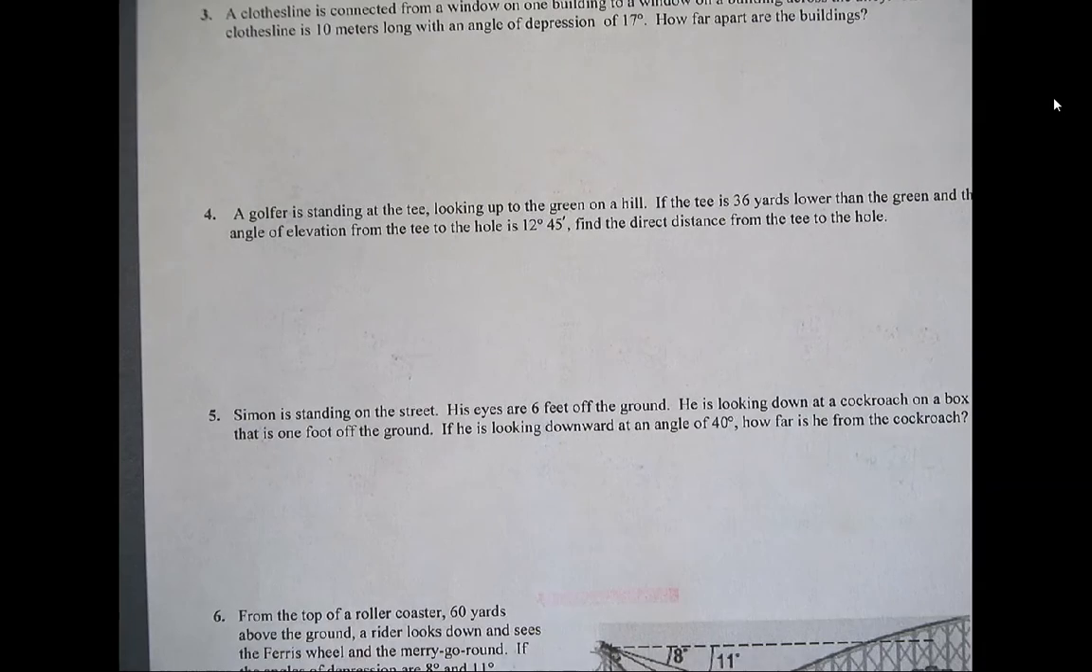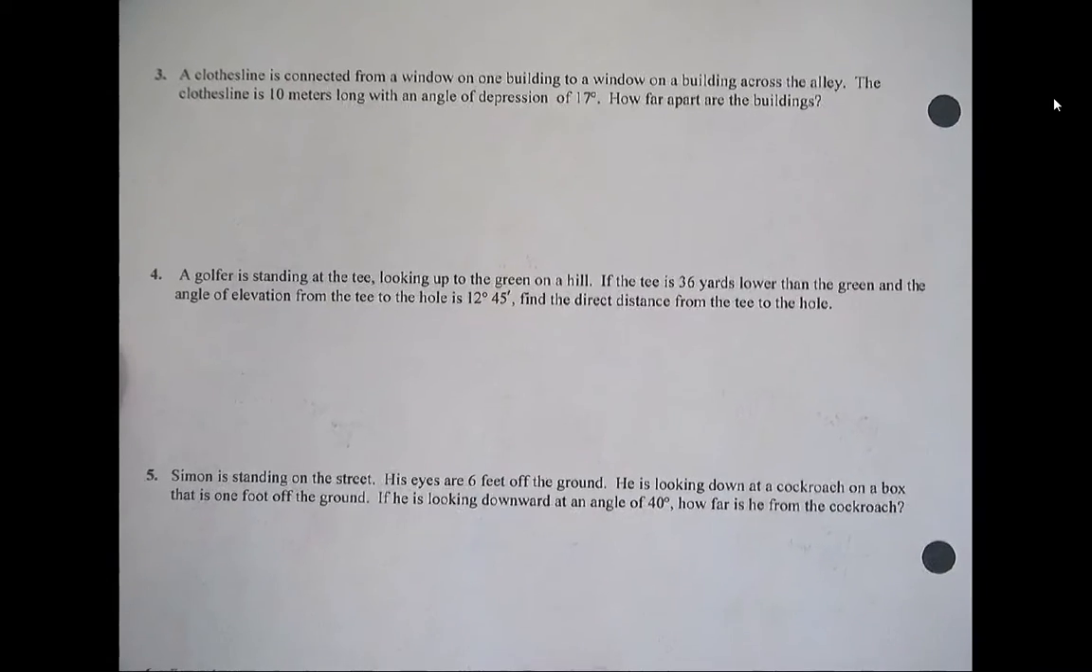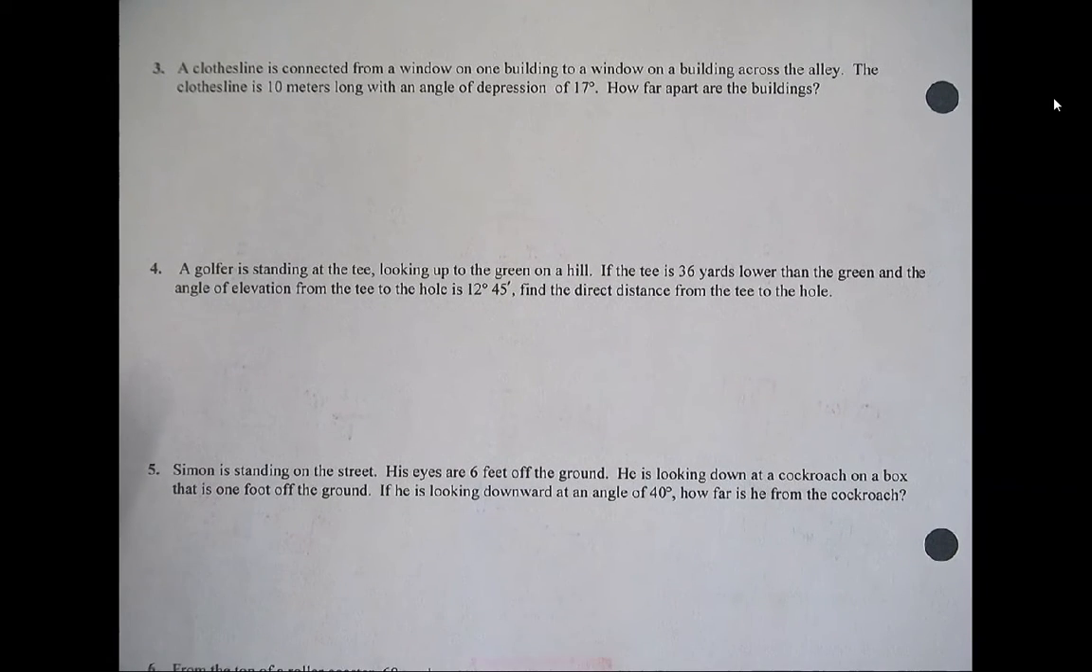All right, a clothesline is connected from a window on one building to a window on the building across the alley. The clothesline is 10 meters long with an angle of depression of 17 degrees. How far apart are the buildings?